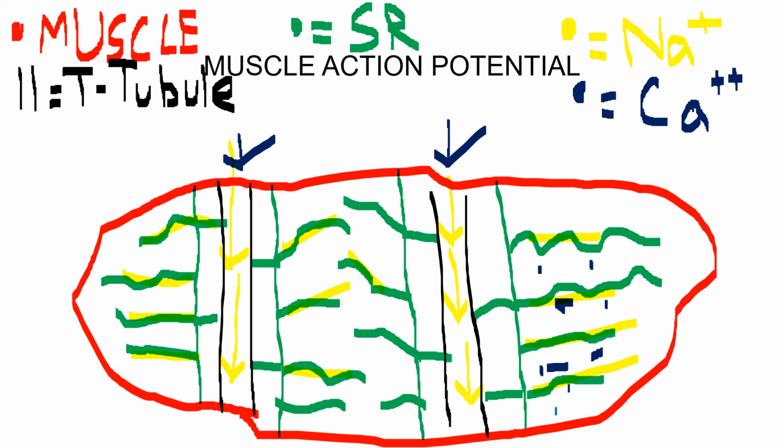So I'm just going to do this for a second. Calcium ions are flooding the entire sarcoplasm, all the cytoplasm inside of the muscle cell, just floating around everywhere. Calcium, calcium, calcium. Blue dots everywhere. All right, so why is that important? Now we've introduced calcium, sodium, calcium.